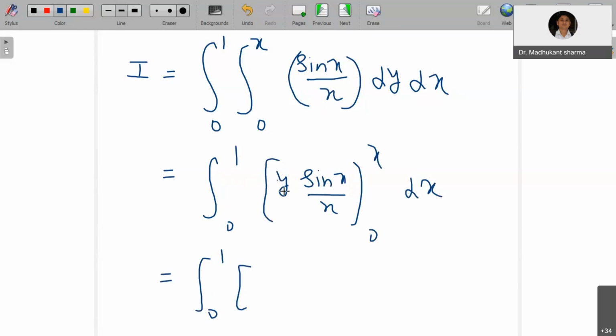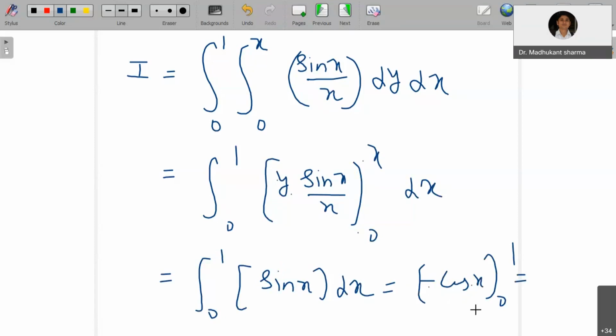If you put the upper limit, the lower limit will not contribute. y equals 0 to y equals x. So y equals 0 will lead to only 0. Okay, y equals x will lead to sine x. And now it is integrable. Now sine x integration is minus cos x, and you have 0 to 1. So minus cos 1 plus cos 0, that is 1 minus cos 1. So this is the final value.